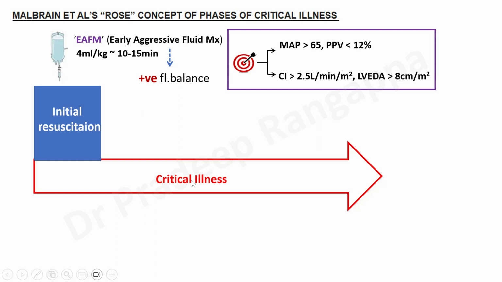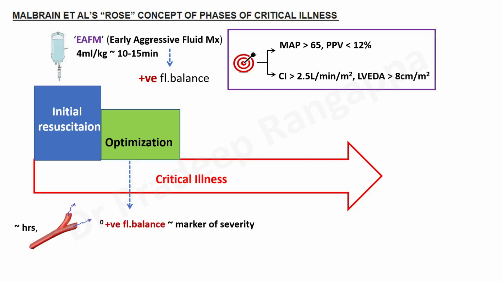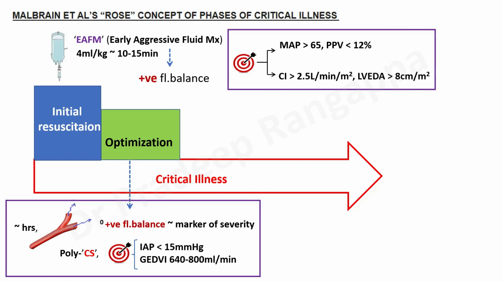And when you resuscitate against certain targets, MAP of more than 65, PPV should be maintained less than 12%, cardiac index more than 2.5. So these are some of the targets against which you can keep your resuscitation goals. After that comes optimization, which is a few hours after the resuscitation, where the degree of positive fluid balance determines the marker of severity. And this is the phase where polycompartment syndrome sets in. But the target in the optimization phase is to maintain intra-abdominal pressure less than 15 millimeter and global end-diastolic volume index of 640 to 800 ml.